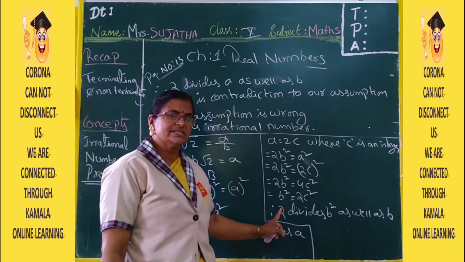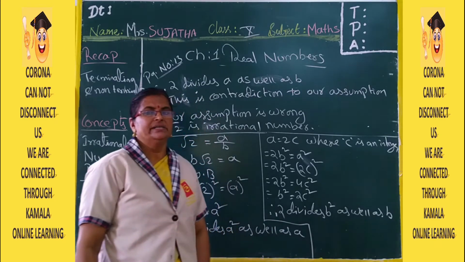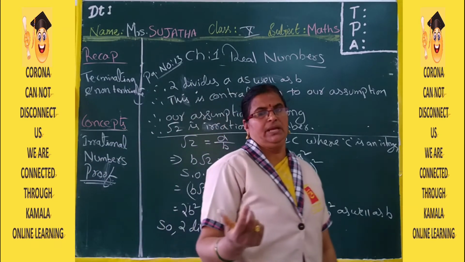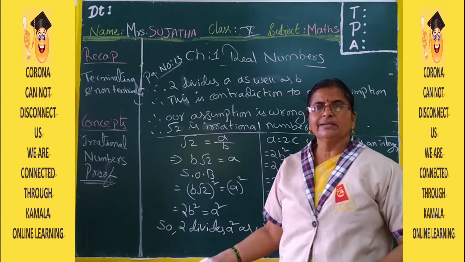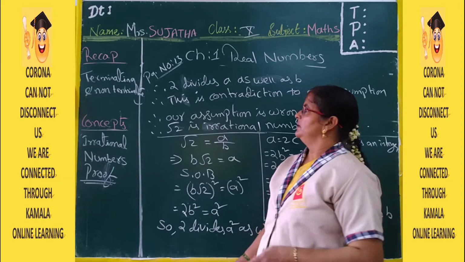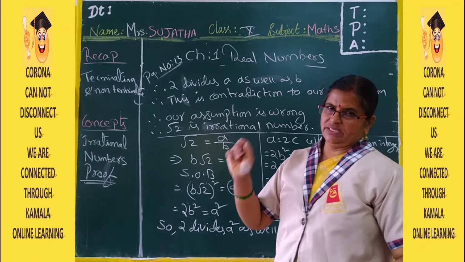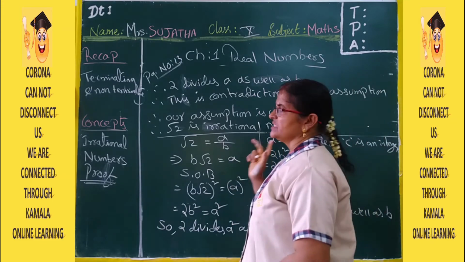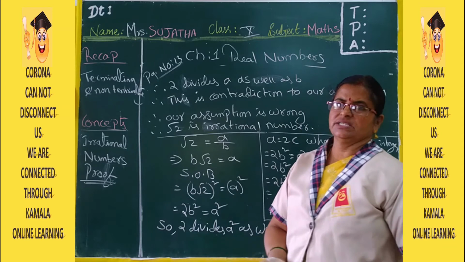Now, this 2 divides again b square and b. So, 2 divides a as well as b. Means 2 is a common factor for a and b. Is this correct? No, because a and b are co-primes. So this is not possible. That's why this is a contradiction to our assumption. So our assumption is wrong. Then what is the correct term? Root 2 is an irrational number.